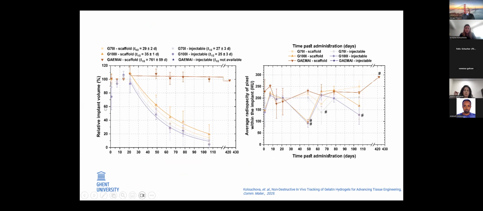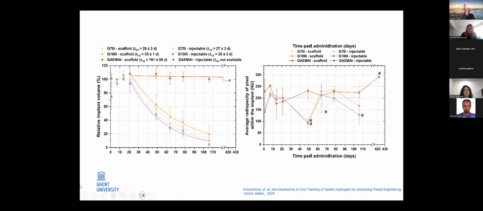So here, briefly, about the degradation. Thanks to the fact that the radiology has very nice resolution and you can obtain all kinds of data from it, we were able to actually determine the mechanism of the degradation of these scaffolds.